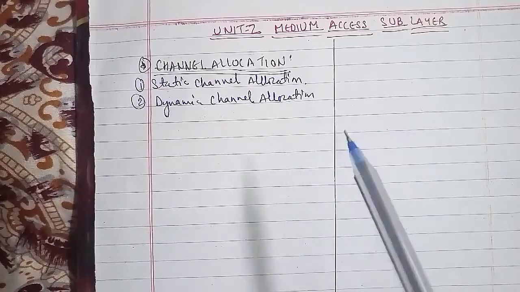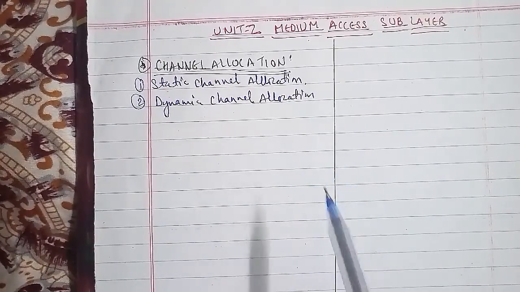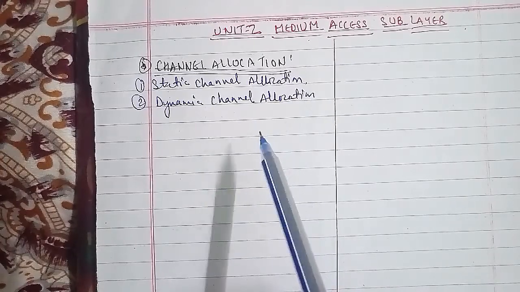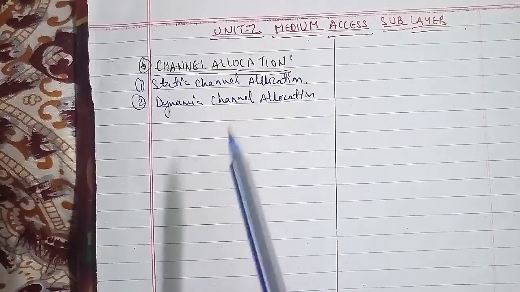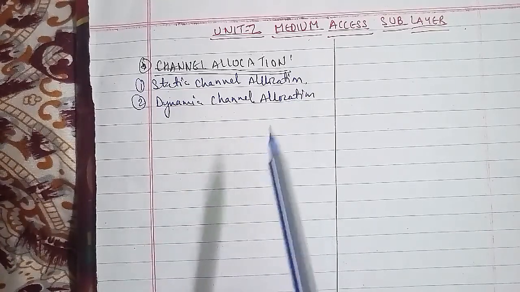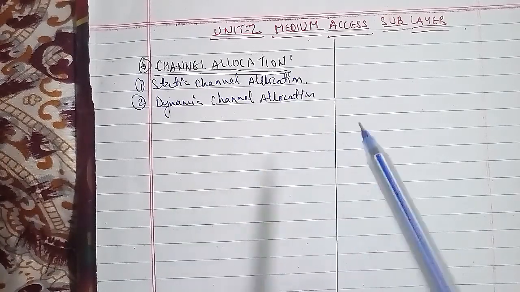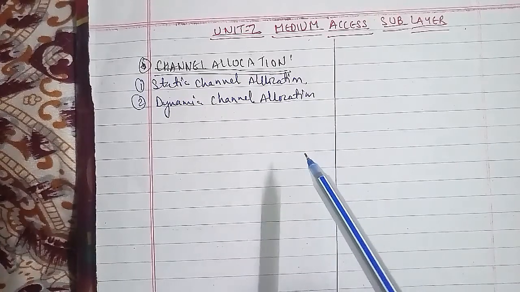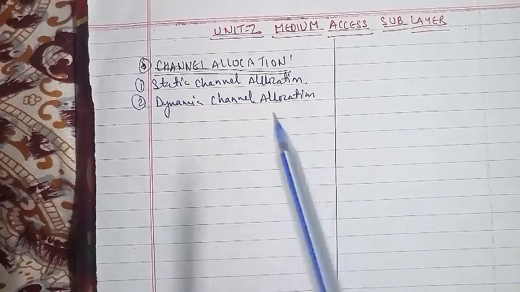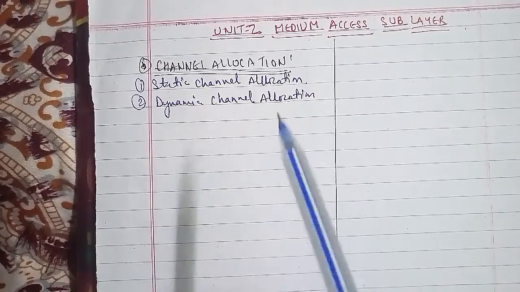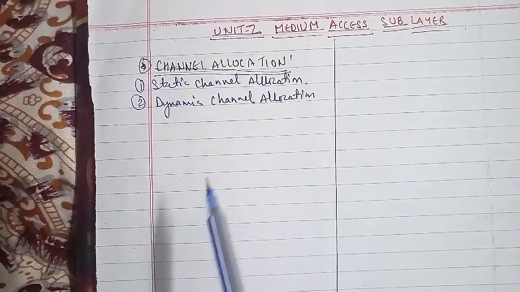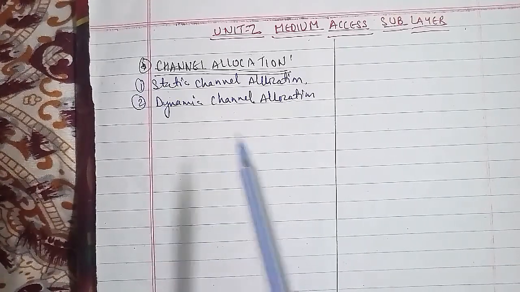Now I'll discuss the dynamic channel allocation here. The dynamic channel allocation method is incorporated in all the LANs and WANs, that is, wide area networks and local area networks. The dynamic channel allocation method can handle all types of traffic conditions. A discipline is built up amongst the stations of the LAN, that is, local area network, so that a fair opportunity is given to each station to transmit its data frames.